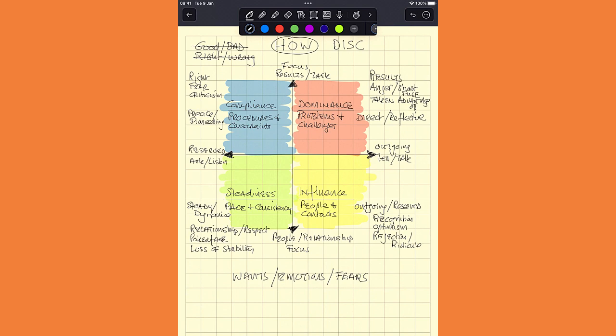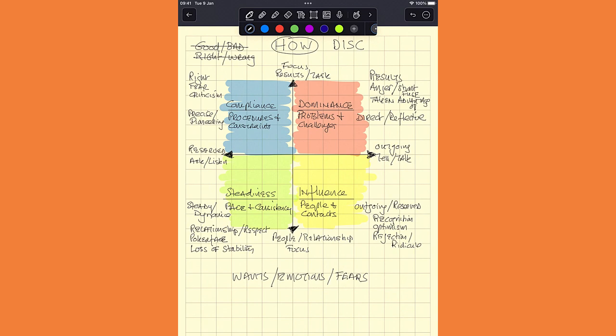And for the C, the person who's reserved, ask, listen, but results and task focus, what they want is to be right. The emotion is fear, and the fear is criticism, that they would get something wrong, that they'll make a mistake, that they won't be right. So this is the core of the model.